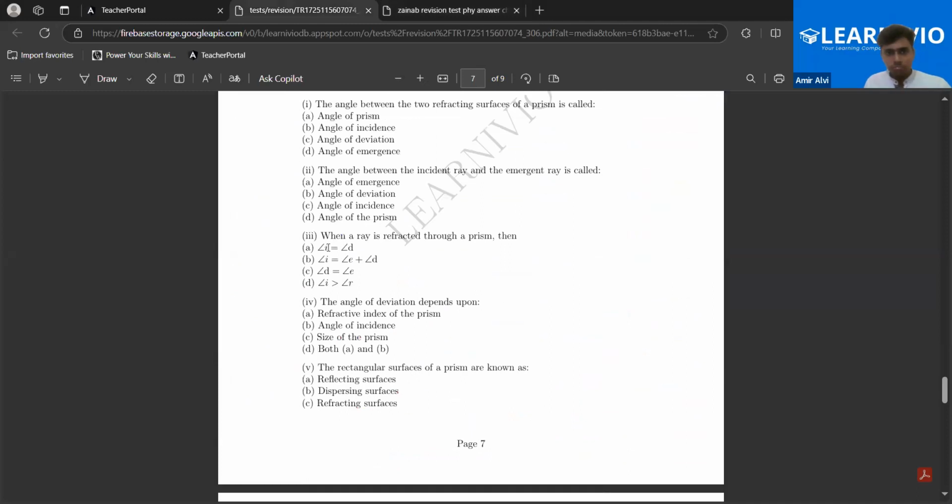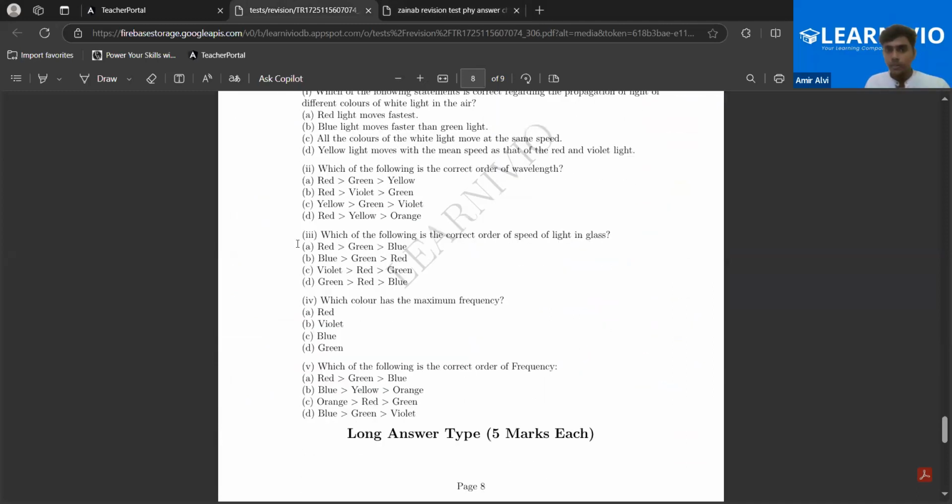Third question: which of the following is the correct order of the speed of light? Whenever you see questions like this, always write the wave curve on the rough side. Red has the longer wavelength, so the speed of red would be greatest and the speed of violet would be lowest. Speed decreases from red to violet, and increases from violet to red. You can use either manner.